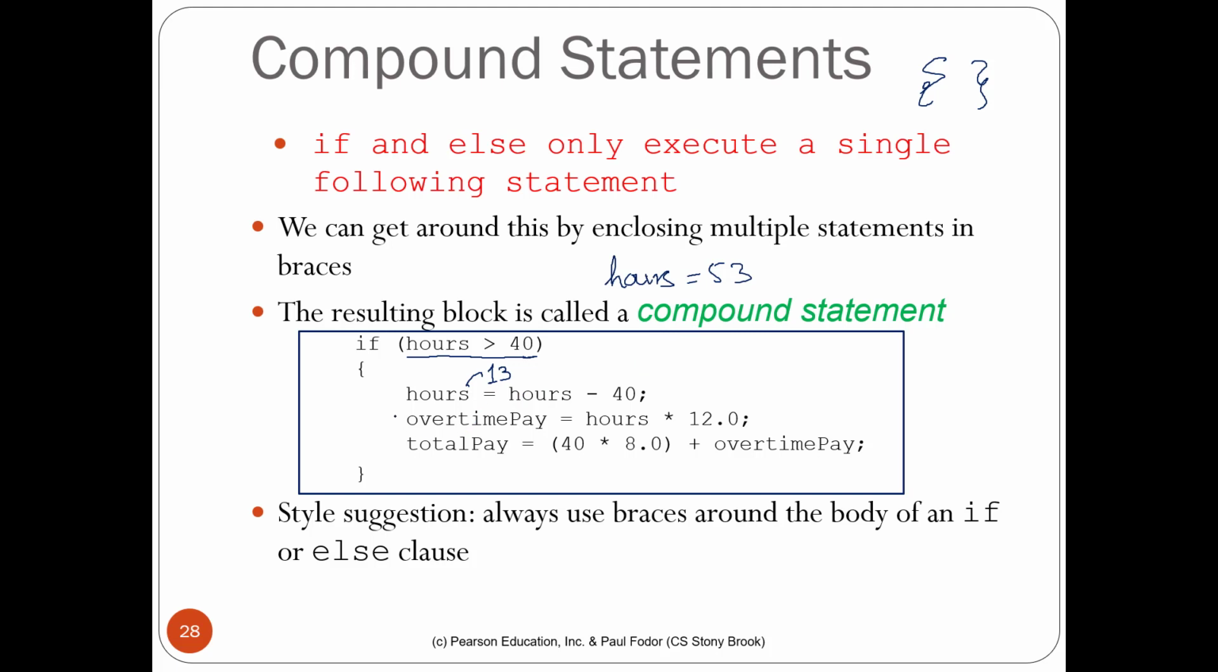So here you will find the overtime, which will be 13 multiplied by 12.0. The overall pay, the total pay that this person should be getting, would be the normal pay that he will get for 40 hours, which is 40 multiplied by 8.0, plus the overtime pay.